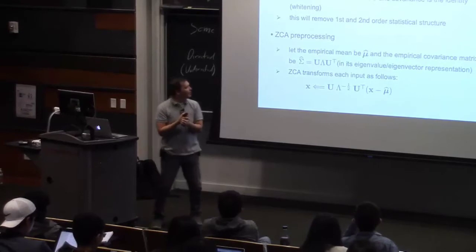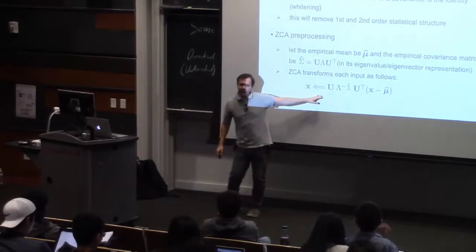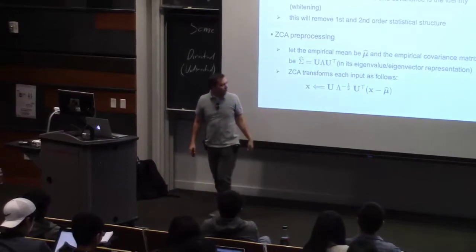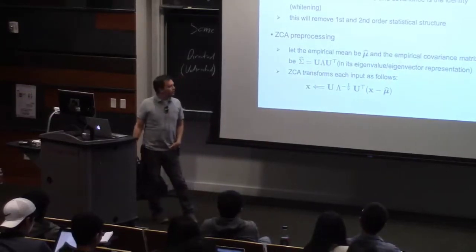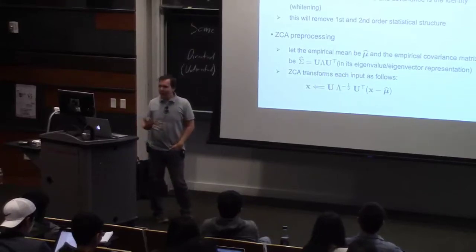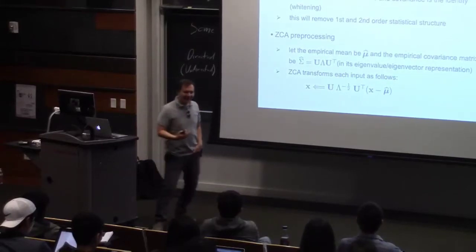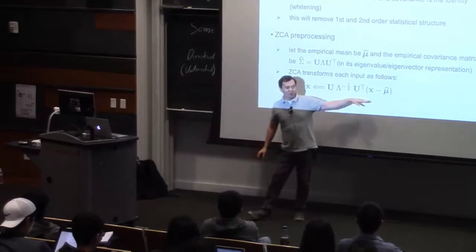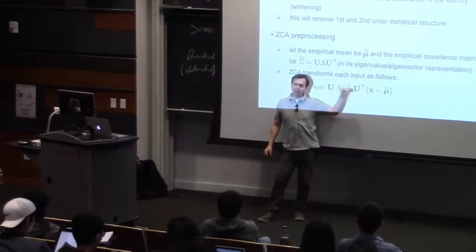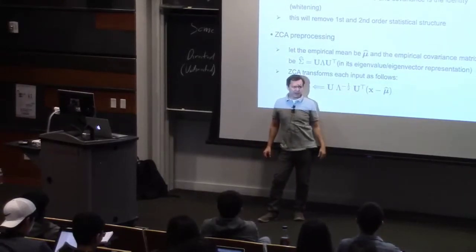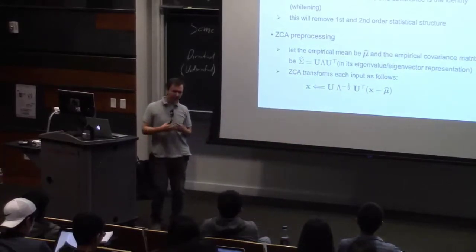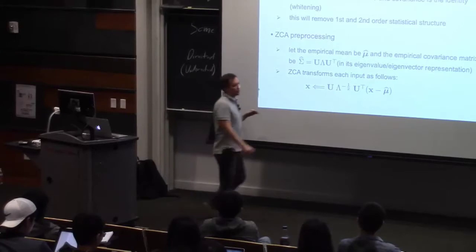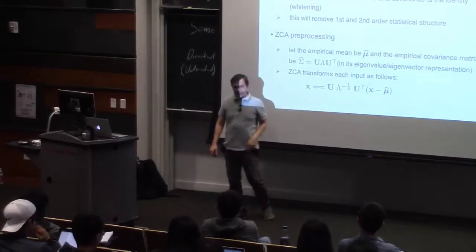And the ZCA transform each input this way. Right? So U is the eigenvalue eigenvector representation of the matrix. And if you look at this thing, you're basically doing some form of whitening, right? And this is used a lot in many different application areas. Like whenever you're working with time series data, whenever you're working with speech data, it's a very commonly used technique. So why do we do that?